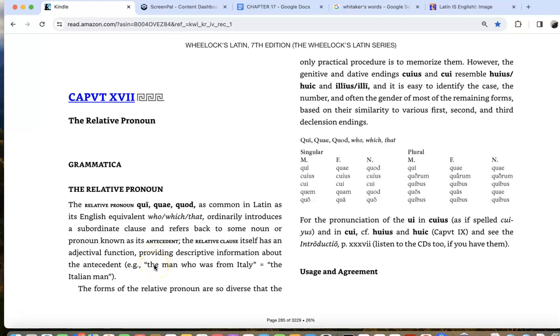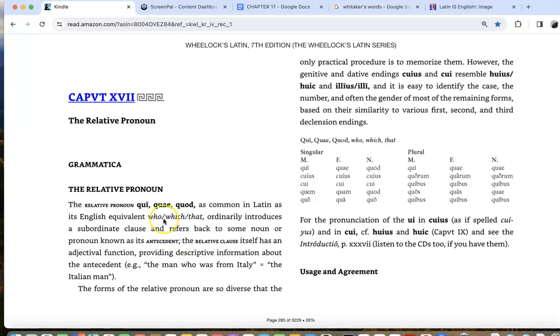So they give an example right here. The man was from Italy. That would be the main clause, but you could say the man who arrived yesterday was from Italy. So who arrived yesterday would be our adjective clause in English, or in this case, who, referring back to man, or qui in Latin, describing the antecedent, or in this instance, the man in the main clause.